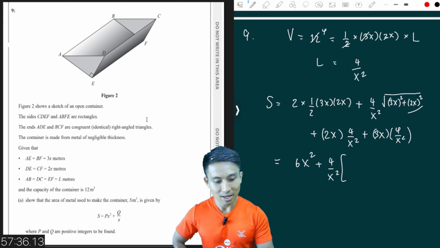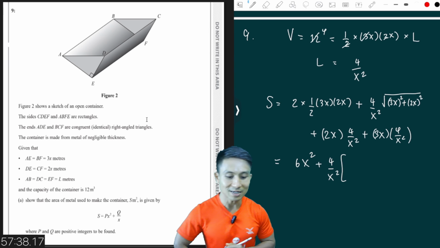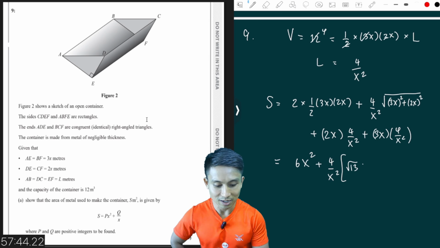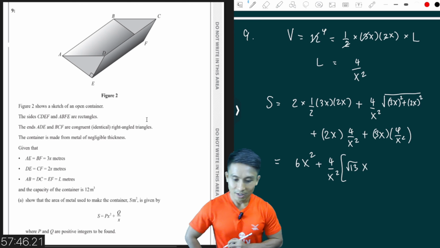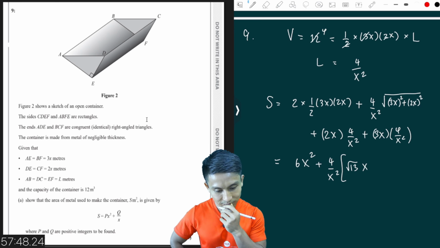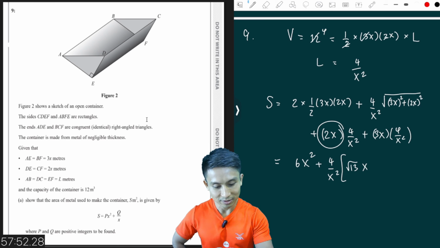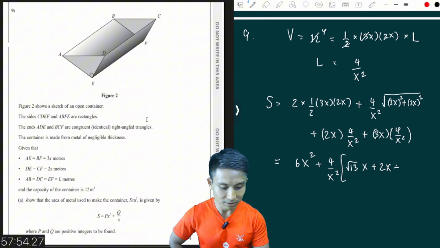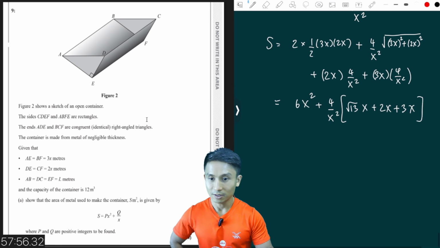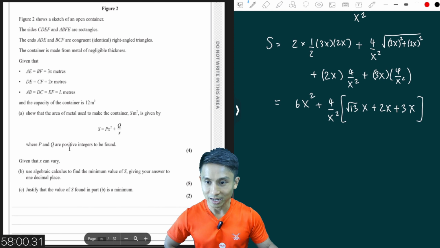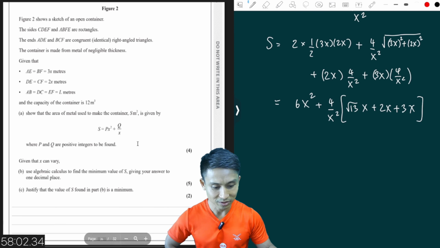And inside here I have this one. What is that? 9x squared plus 4x squared, that's 13x squared. So that's root 13 times x, right? And then we have here 2x and 3x, so plus 2x plus 3x. Okay, so we want it to look like that, where q a positive integer.